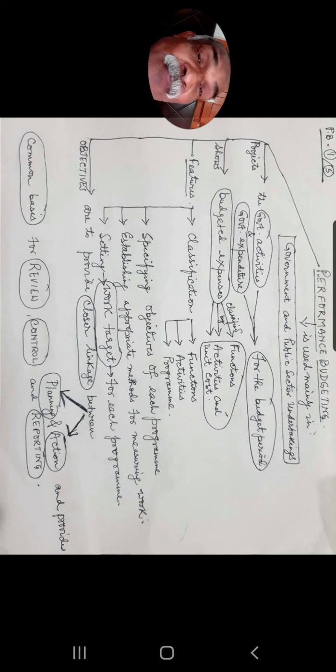The features of performance budget: the first one is classification. So you have to classify the performance budget according to functions, activities, and programs. Thereafter, you have to specify the objective of each and every program. Thereafter, you have to establish the appropriate methods for measuring work. And after that, at the end, you have to set work targets for each program. So the objective is to provide a closer linkage between planning and action and to provide the common basis for review, control and reporting. Is that clear to all of you?